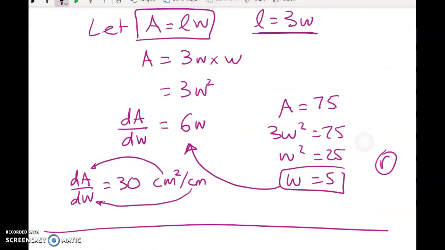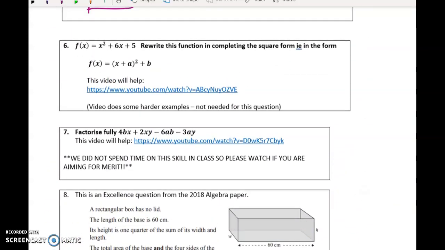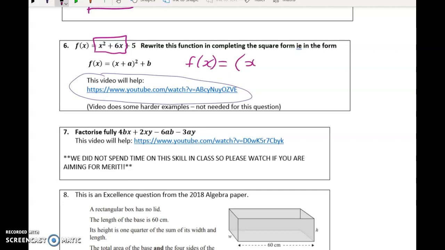Right, question, what are we up to? Question 6. Oh, this is a completing the square one. I've had a couple of you tell me that these have got much easier since you went and watched this video. We started looking at these again in last week's assignment 1. So the way that I do these is I box up this first bit here. So f of x is going to equal x. And then I think, what will get me the plus 6x?